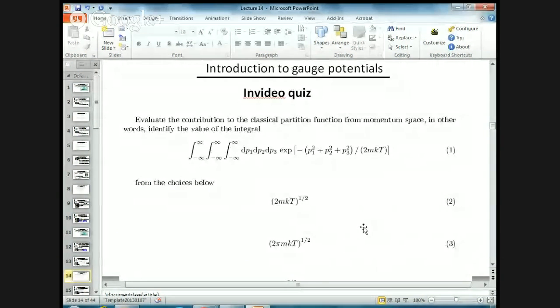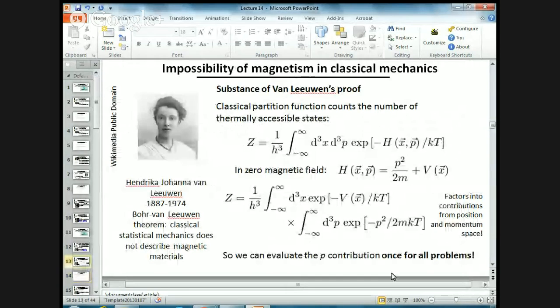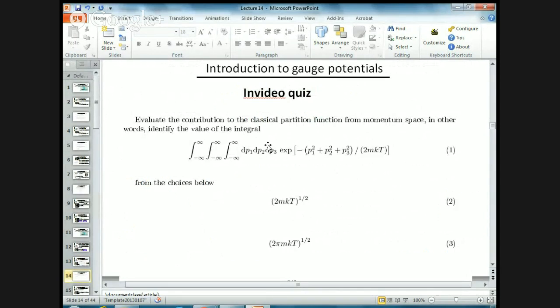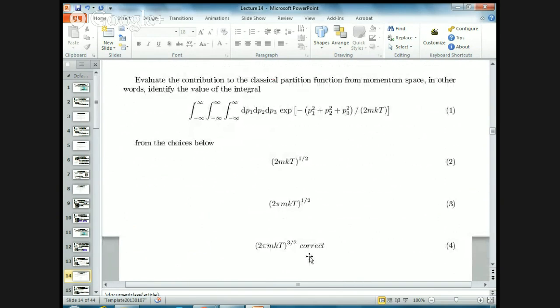It's been used a lot in the variational exercises of quantum mechanics that I was using early in the course. But here it is encountered in statistical mechanics. It's a Gaussian integral, so you can write it as the cube, a product of three one-dimensional integrals. The individual integrals are (2πmkT)^(1/2), and the product is (2πmkT)^(3/2).